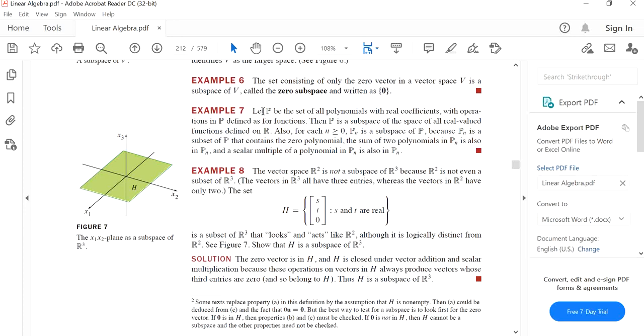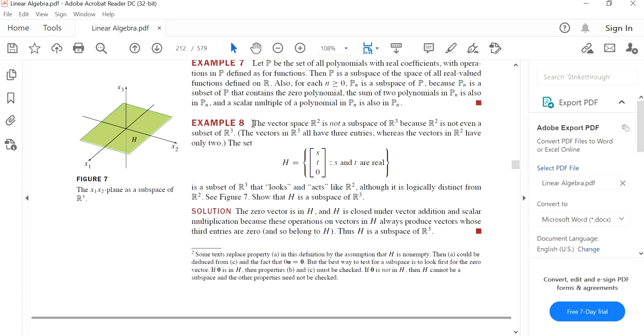So basically what they're trying to say is if we take P to be the set of all polynomials with operations in P defined as for functions, then P is a subspace of all the real valued functions defined on R. So if you took P to be the set of all polynomials with real coefficients, that corresponds to taking a subspace of all the real valued functions defined on R. Also, for each n greater than or equal to 0, Pn is a subspace of P. So say if you had P1, P1 would correspond to the polynomials where the highest degree is 1. So that would be a subspace of P, which has all the degrees, right?